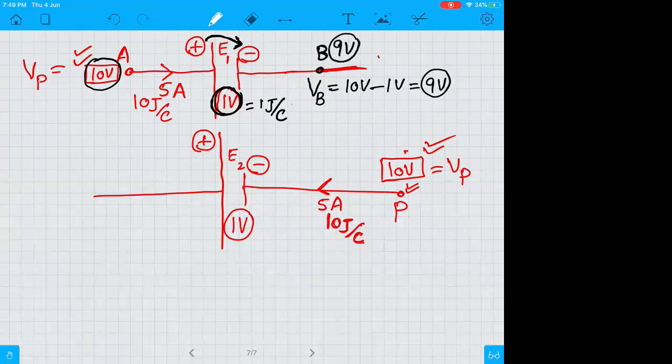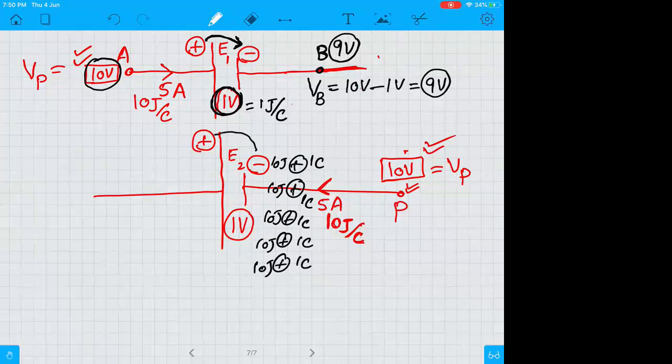Now in the second cell, E2. In E2, you also have 5 ampere of current. 5 ampere of current means that 5 coulomb of charge is passing through the cell in every second. And in total it is 5 coulomb, and every 1 coulomb has an energy of 10 joule. Now this is moving from the negative terminal towards the positive terminal.